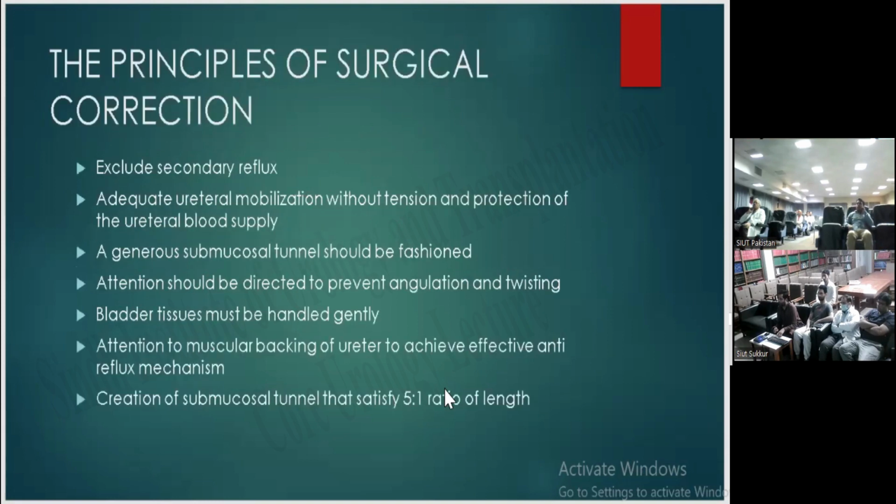The principles of surgical correction: first of all, exclude secondary reflux; adequate ureteral mobilization without tension and protection of the ureteral blood supply. A generous submucosal tunnel should be fashioned. Attention should be directed to prevent angulation and twisting. Bladder tissues must be handled gently. Attention to the muscular backing of the ureter achieves an effective anti-reflux mechanism, and the submucosal tunnel should satisfy a 5:1 ratio of length.